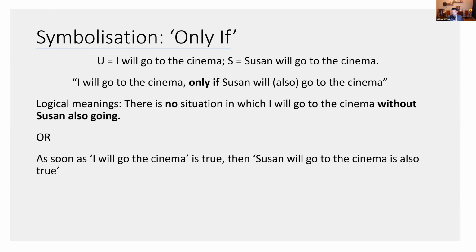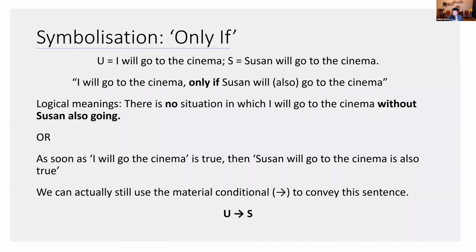Okay, so given these meanings, how should we symbolize? We know we have to use the material conditional. Now the question is, where do the U and S fit in? Have a think. As soon as I will go to the cinema is true, we know Susan is also going, so it should be U arrow S, which is the converse of the previous if-then statement that we considered. Okay, good. Does anyone have any questions about this?